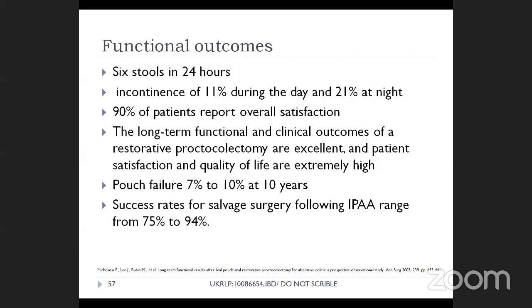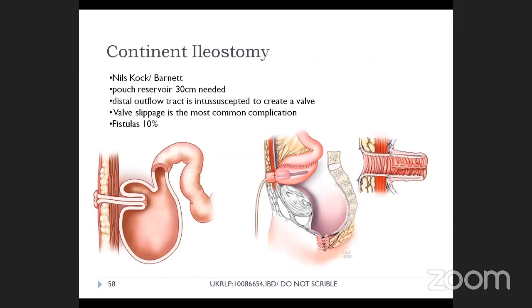Coming on to the continent ileostomy, there are two types. Koch's ileostomy, the Nils Koch pouch, is more commonly used, and the other one is Barnett. A minimum of 30 centimeters of small intestine is needed to create a pouch reservoir for continent ileostomy. We can do a hand sewn or stapler anastomosis of the two intestinal walls to create a pouch like this.